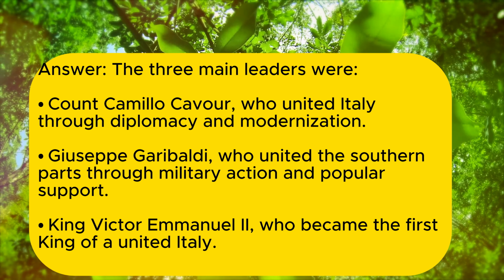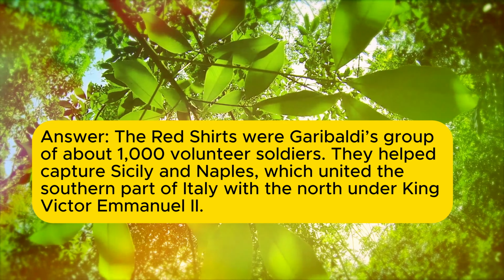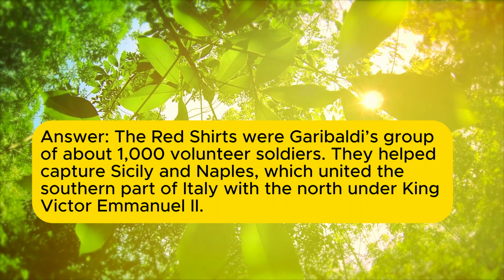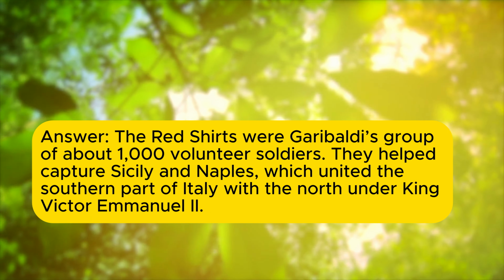4. What was the importance of Giuseppe Garibaldi's red shirts in the unification process? Answer. The red shirts were Garibaldi's group of about 1,000 volunteer soldiers. They helped capture Sicily and Naples, which united the southern part of Italy with the north under King Victor Emmanuel II.